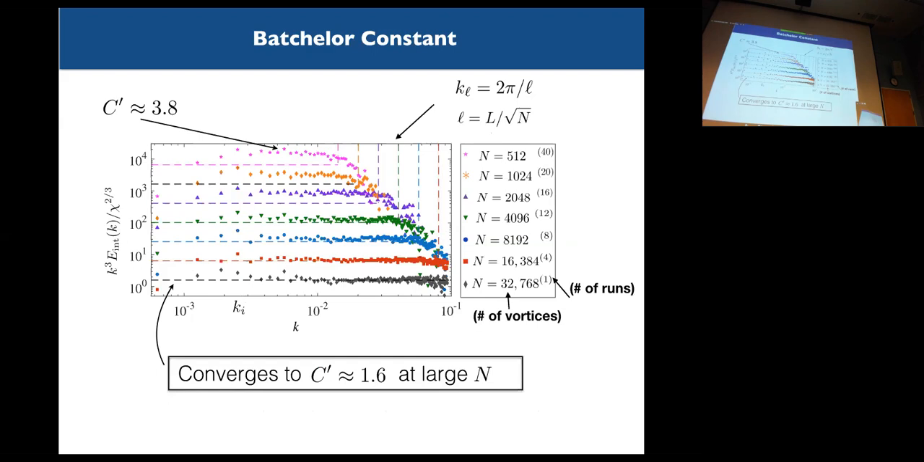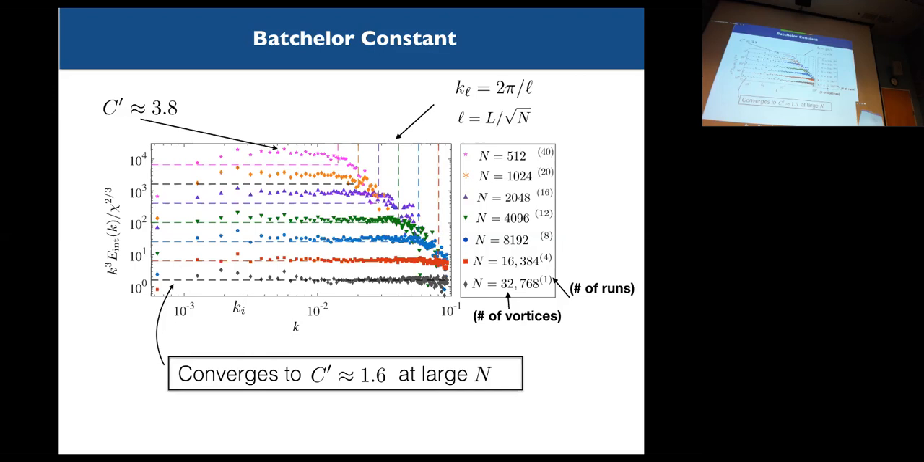Now, something else we were actually able to look at with this was trying to extract the cascade constant. What this graph is showing is the compensated spectrum for a varying range of vortex numbers, where we've just multiplied by k cubed and divided by the appropriate power of the flux. These are for the different numbers, and we've shifted all these curves vertically for clarity. And this horizontal line in each case is the value 1.6, just for reference.